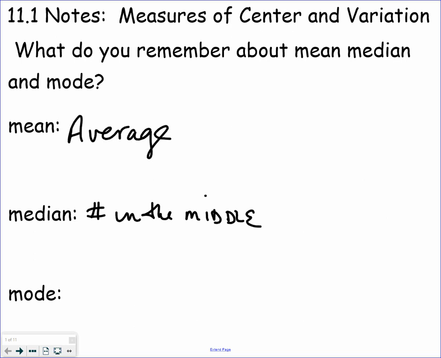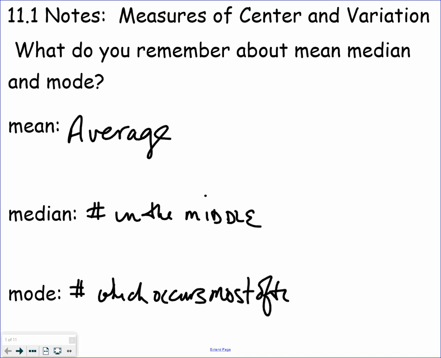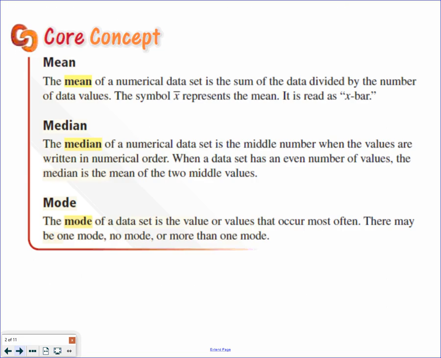And then mode is the number which occurs most often. And so on the next page, it'll actually give the formal definitions, and we'll talk about how to actually calculate that in just a second. But mean is the average, median is the number in the middle, and mode is the number that occurs most often. So here we go.